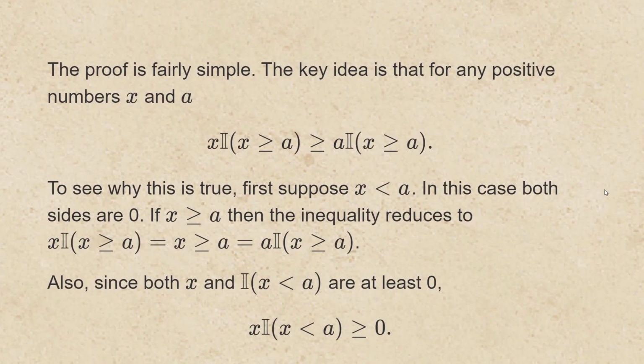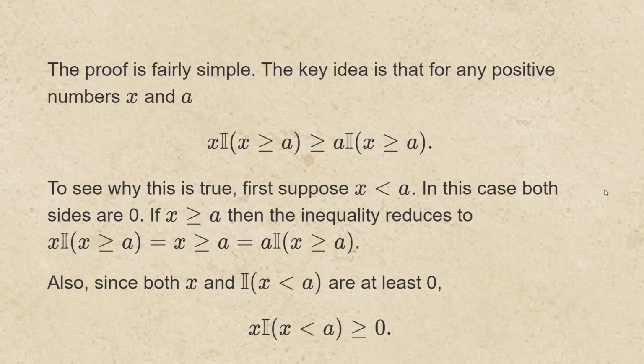The proof is fairly simple. The key idea is that for any positive numbers x and a, x times the indicator that x is greater than or equal to a is itself greater than or equal to a times the indicator that x is greater than or equal to a. To see why this is true, first suppose that x is less than a. In this case, both sides are 0. So 0 is greater than or equal to 0.